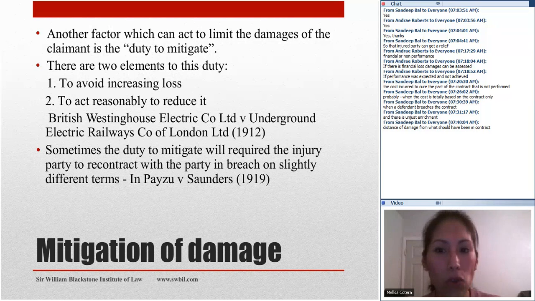Sometimes the duty to mitigate will require the injured party to recontract with the party in breach on slightly different terms. In this case, Beizu versus Saunders, by the terms of the contract, the defendant was to deliver goods to the claimant on a monthly basis, and the claimant was to pay for the goods within 1 month of delivery. The contract was to run for 9 months.